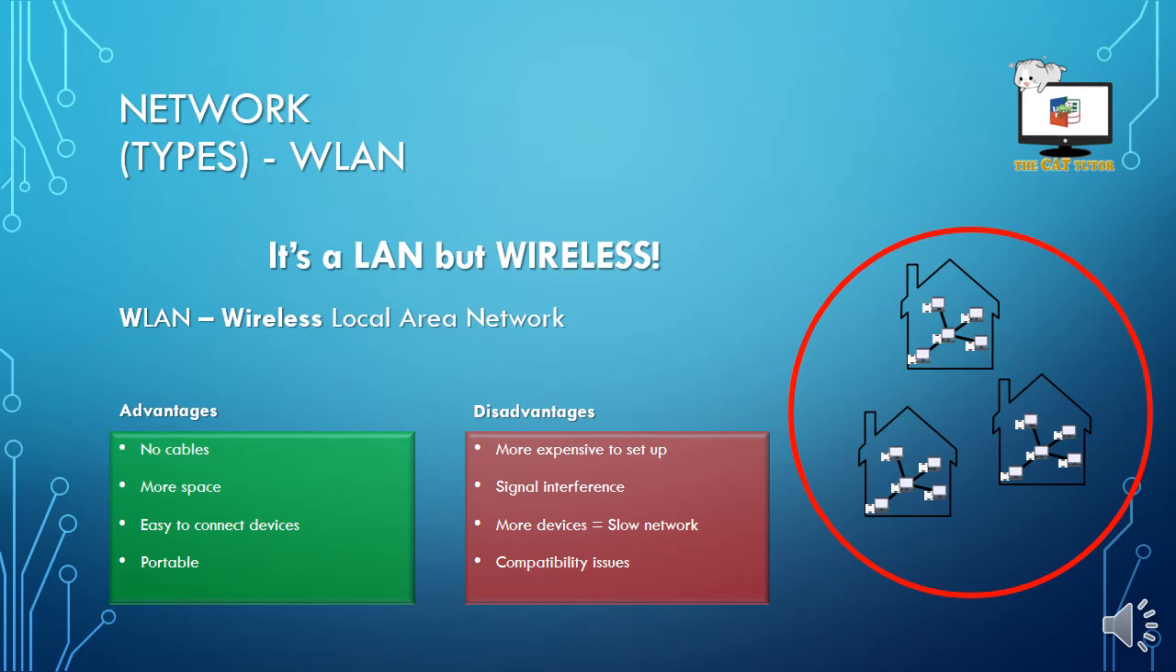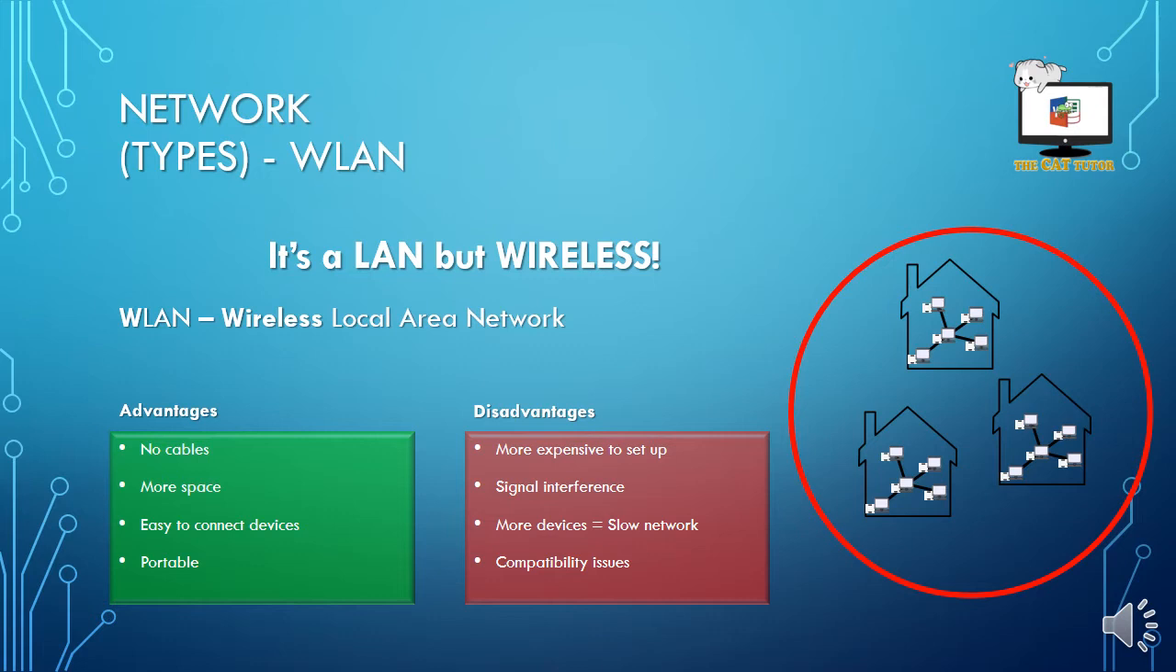Wireless LANs versus normal LANs. Local area network, just in case you didn't know what LAN stood for. Wireless LAN is a wireless local area network. It's not that difficult. Advantages: there are no cables, there is more space. Easy to connect devices. Now, what is meant by this is, with a wired system, you'd have to first buy a bunch of devices, which will later be discussed. You'd first have to buy those devices and connect all of the cables to that device, and then connect that device to the computer, the main computer anyway.